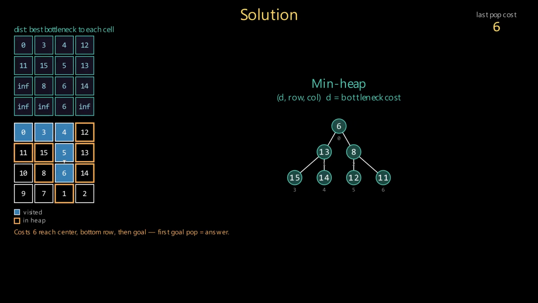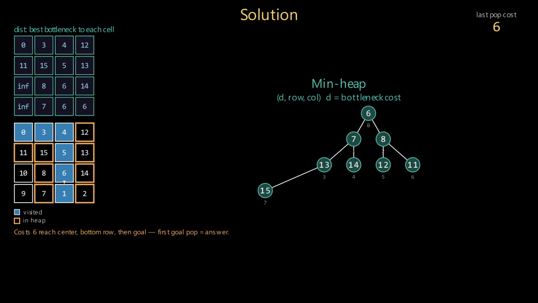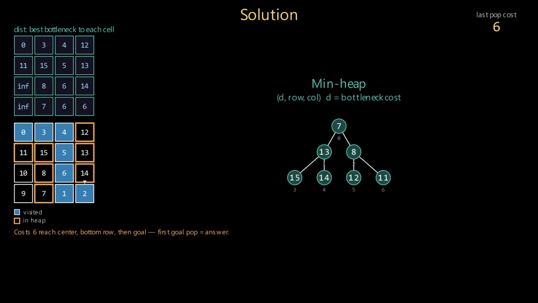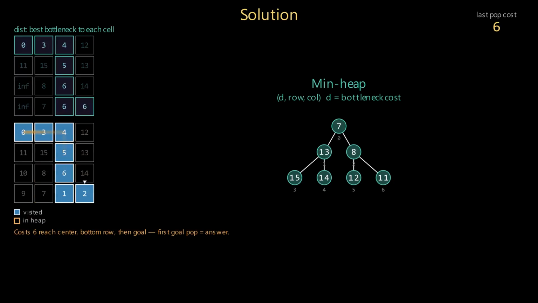Notice the bottom row tile has elevation 1, yet its stored cost stays 6, crossing time never decreases once you paid a bottleneck. When we finally pop the bottom right corner at cost 6, we stop, that is the minimum swim time. Here is one optimal route along the top row, through the 5 and 6 in the middle, then down to 1 and 2 on the bottom edge into the corner. The highest elevation on that walk is 6, matching the first goal pop. So the algorithm's bottleneck cost is exactly the minimum time to swim.